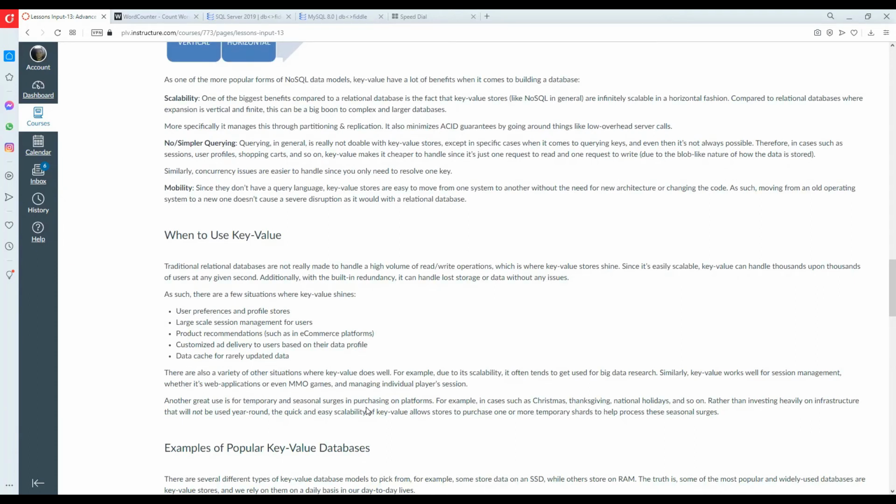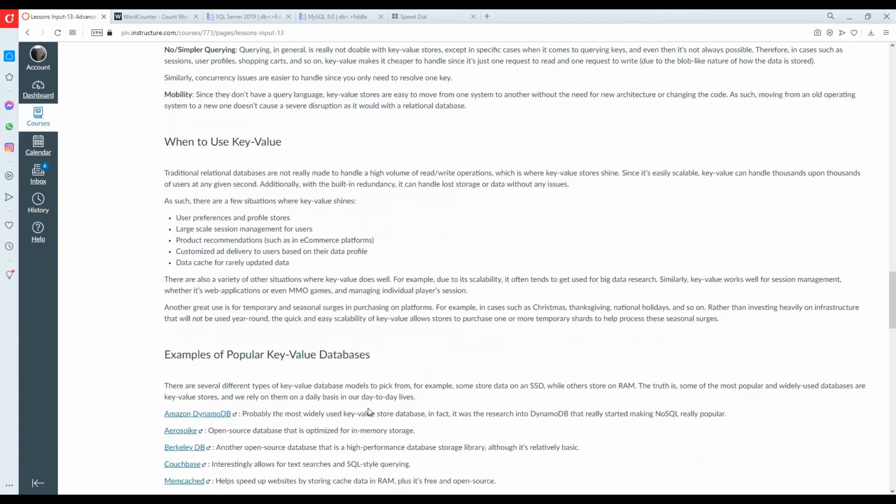Traditional relational databases are not really made to handle a high volume of read-write operations, which is where key value stores shine. Since it's easily scalable, key value can handle thousands upon thousands of users at any given second. Additionally, with built-in redundancy, it can handle lost storage or data without any issues. As such, there are a few situations where key value shines.